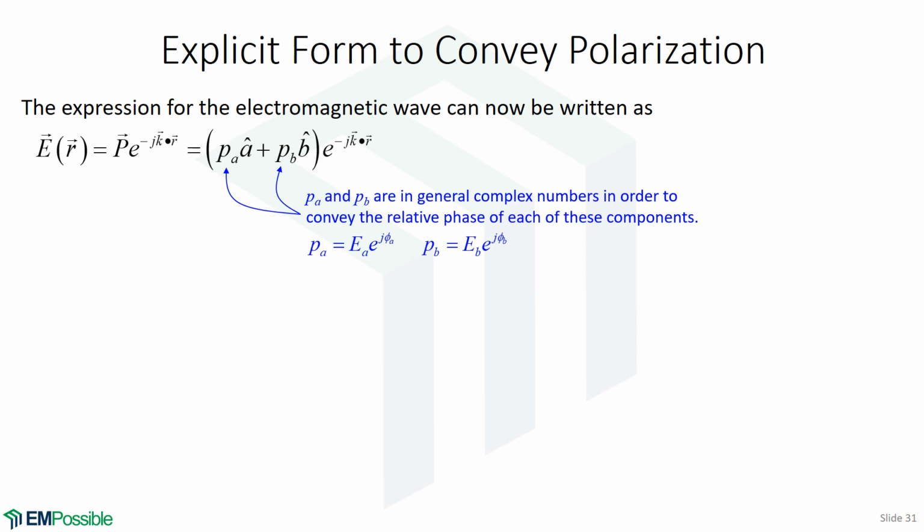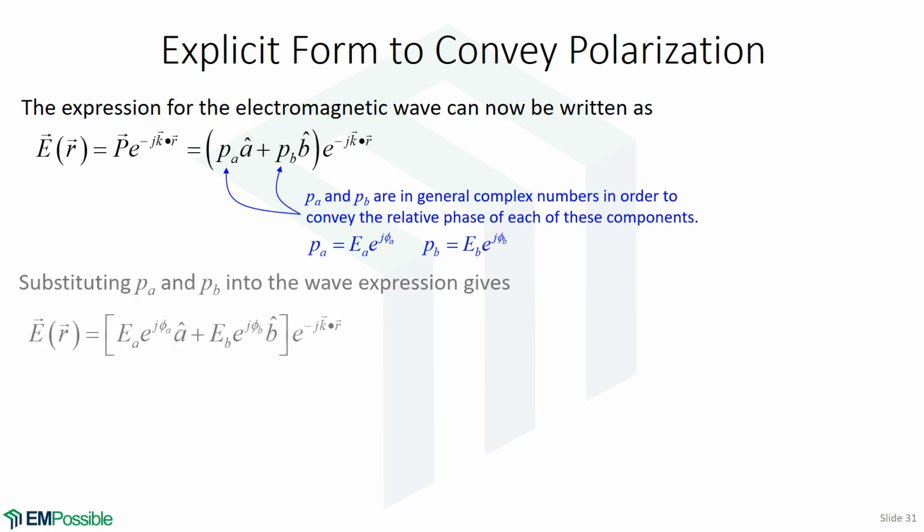So in general, PA and PB are complex numbers because those two linear polarizations in A and B can be out of phase. So our PA is a real valued amplitude term times e to the j phi A, where phi A will be the phase of the polarization in the A direction. And similarly, P sub B is a real amplitude number times e to the j phi B, where phi B will be the phase of the polarization in the B direction.